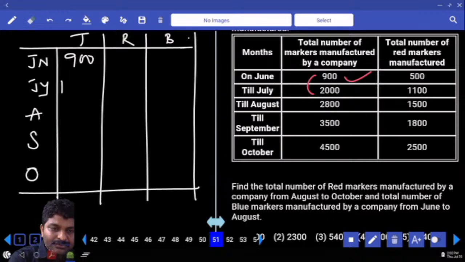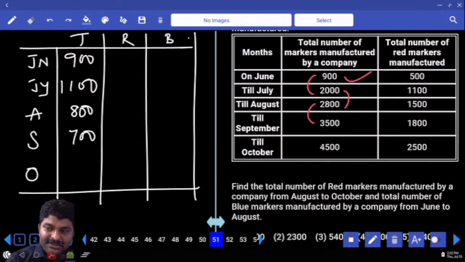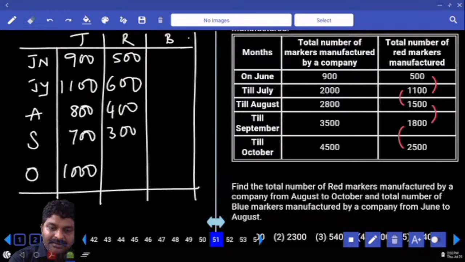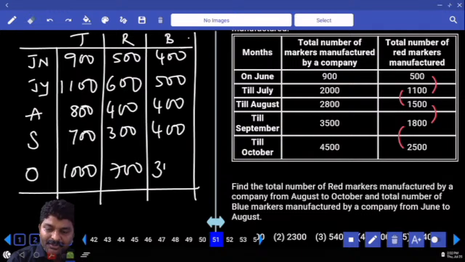Difference between these two, 1100. Difference between these two, 800. These two, 700. These two, 1000. Total we have. Next red. First one. Next difference, 600, 400, 300, 700. Right? 600, 400, 300. Let's write blue also. It will be done in one go. 400, 500, 400, 400, 300.